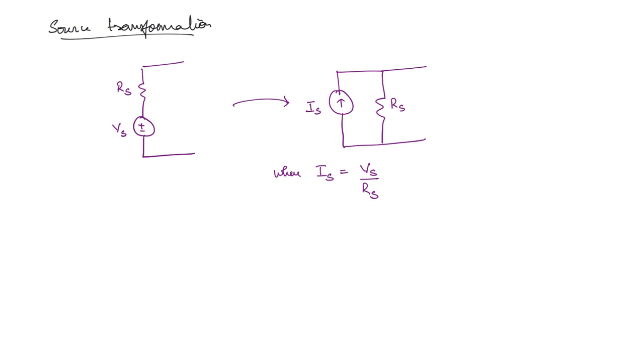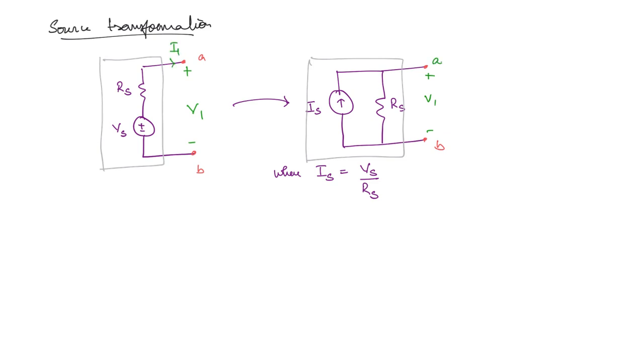So we can verify this as well. Take this as A and B, and this as A and B. If both these circuits are equivalent, then what does it mean? They are going to give the same voltage and the same current. If the voltage here is V1, then the voltage here also should be V1. This is terminal A. And if the current here is I1, then the current here is also I1. So you can verify this.